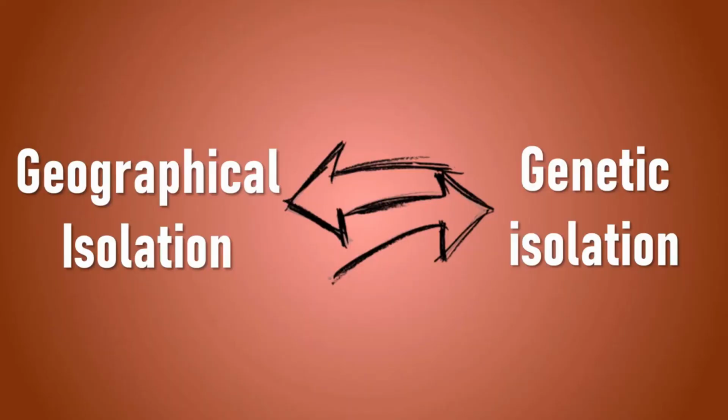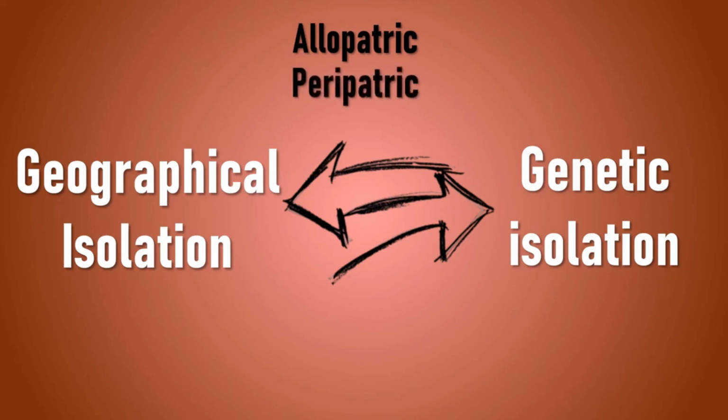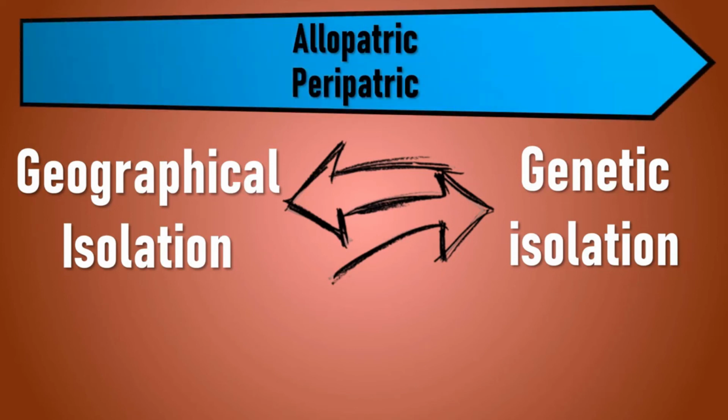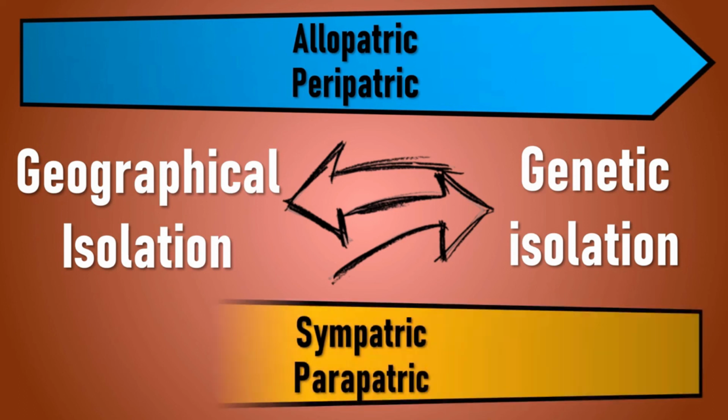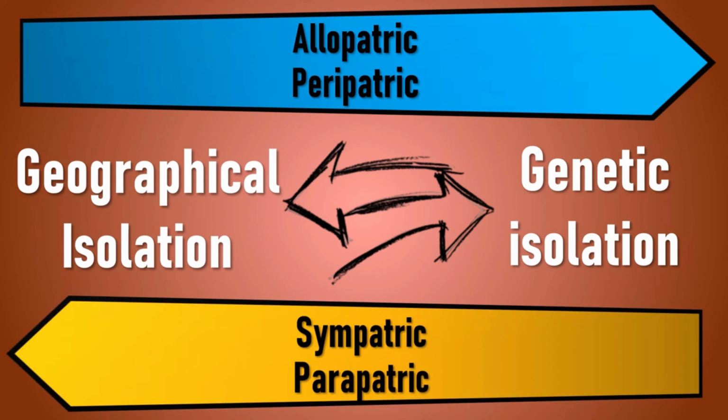In the case of allopatric and peripatric speciation, geographical isolation leads to genetic isolation. However, in the case of sympatric and parapatric speciation, genetic isolation leads to geographical isolation. We can also say that this is due to ecological isolation, as the genetic differences change the ecological behavior of the organism. Also, we must note that peripatric and parapatric speciation both occur in a small niche.